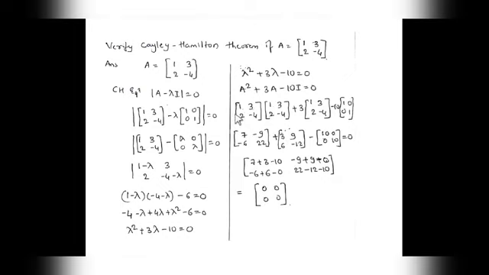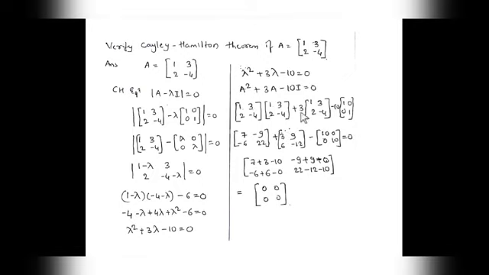Now multiply along the row into column. 1 into 1 is 1, 3 into 2 is 6, 1 plus 6 is 7. 1 into 3 is 3, 3 into minus 4 is minus 12, 3 minus 12 is minus 9. 2 into 1 is 2, minus 4 into 2 is minus 8, 2 minus 8 is minus 6. 2 into 3 is 6, minus 4 into minus 4 is plus 16, 6 plus 16 is 22.